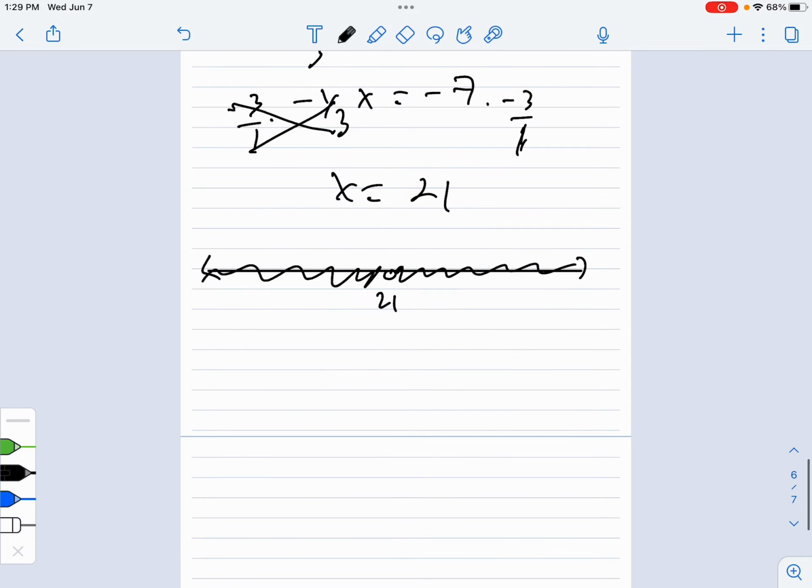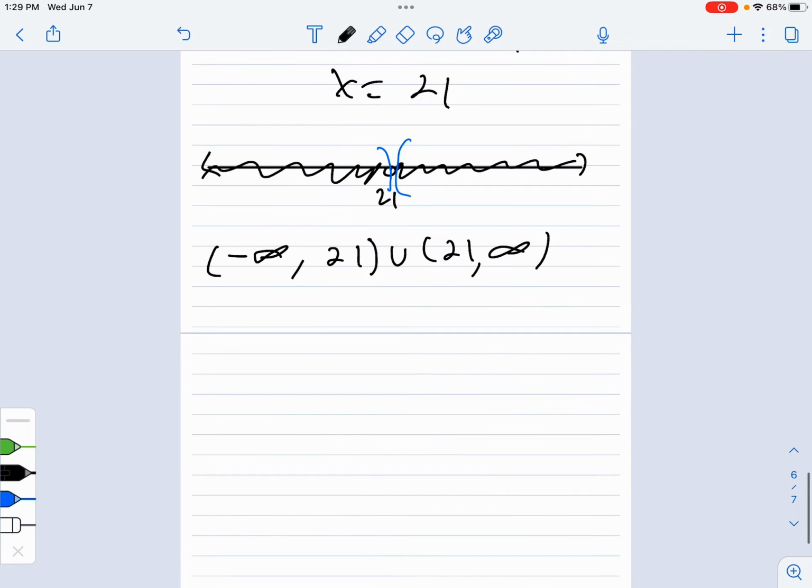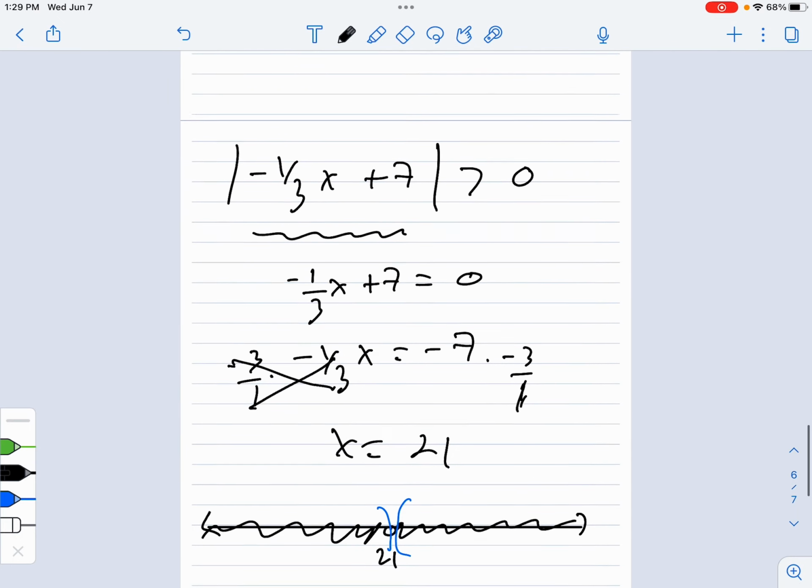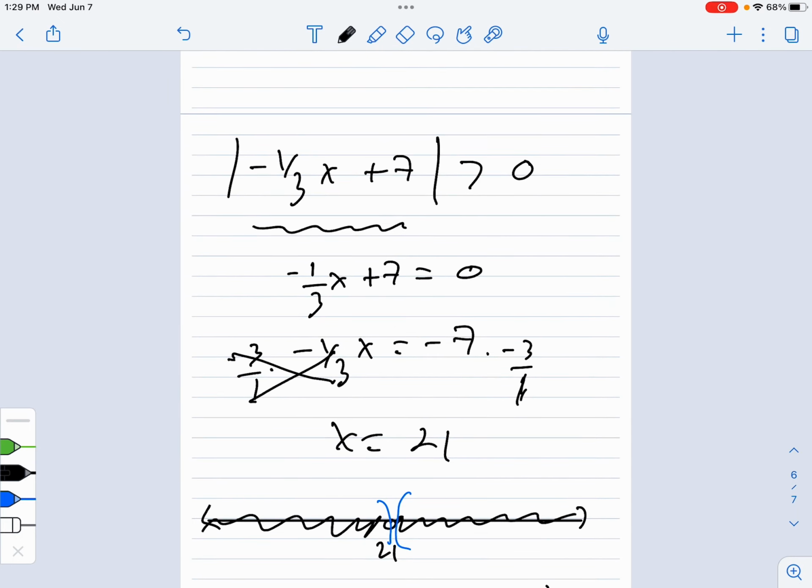So if you put 21 on a number interval and write out the solution, it would be negative infinity all the way up to 21. What we can do, if you want, you can put a little parenthesis there if it helps. But right immediately you have another parenthesis right afterwards. So it's minus infinity to 21, not inclusive, union 21 to infinity. Okay. So again, when you have an absolute value that's greater than 0, the only time that does not occur is when the inside equals 0.